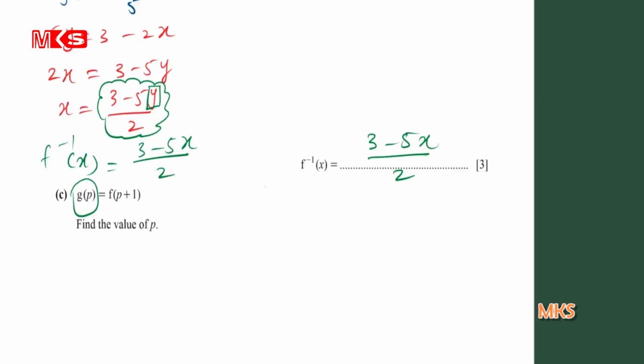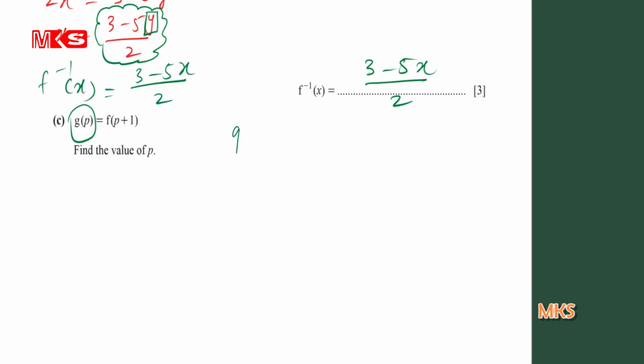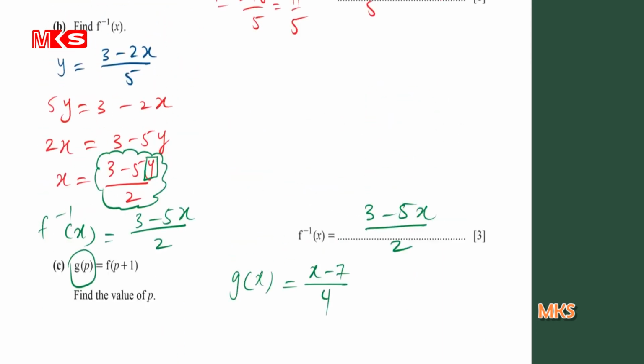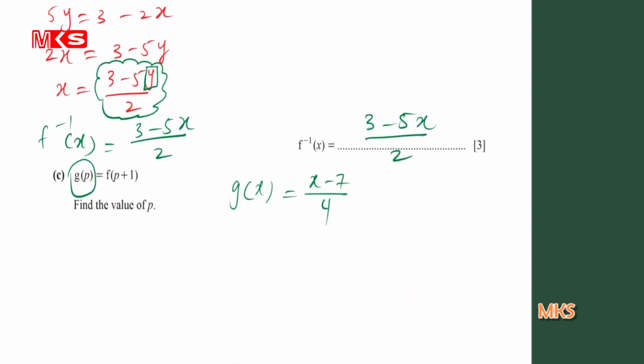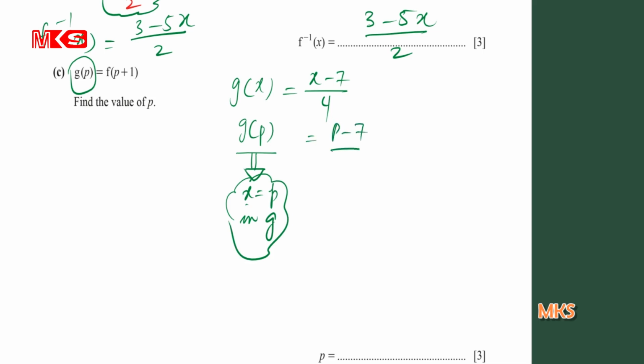Again हमारे पास g of p क्या है, g of x क्या है, g of x is x minus 7 over 4 जी, x minus 7 over 4. तो g of p क्या होगा, तो g of p का मतलब क्या है कि x की जगह पे p लिख देंगे. x is equal to p in the function g. तो ये आपके पास आ गया p minus 7 over 4.